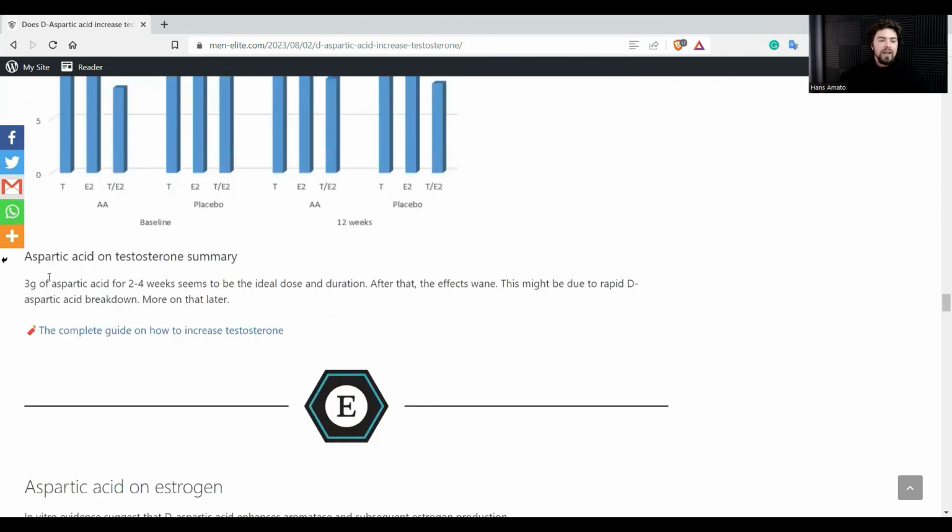So in summary, 3 grams of aspartic acid for 2 to 4 weeks seemed to be the ideal dose and duration. After that, the effects wane, and this might be due to the rapid breakdown of the aspartic acid, which I'll show you why.